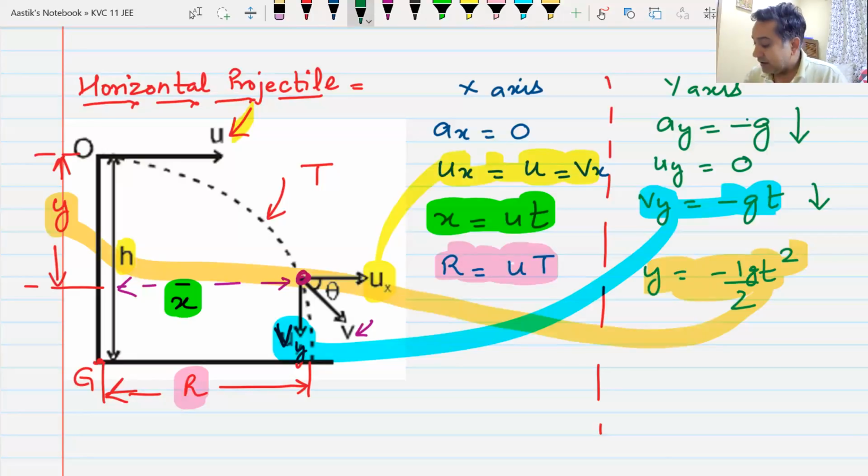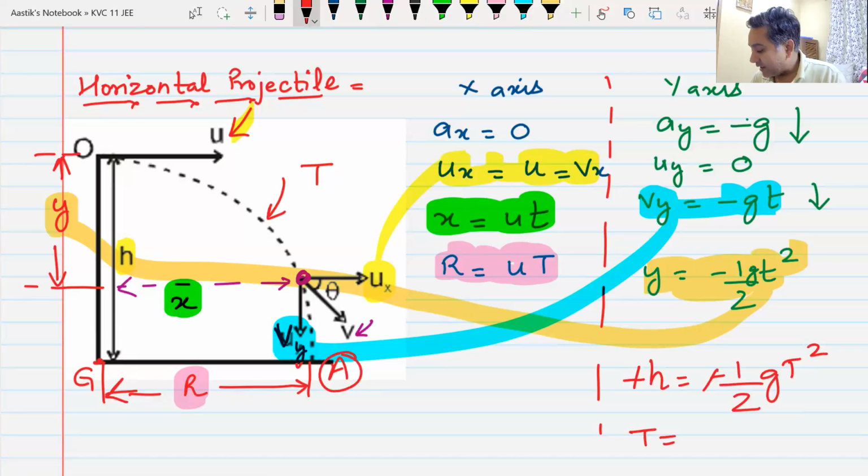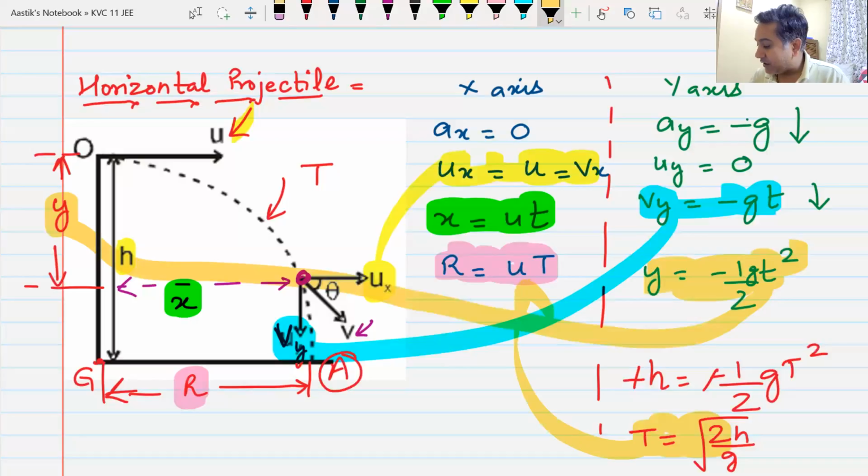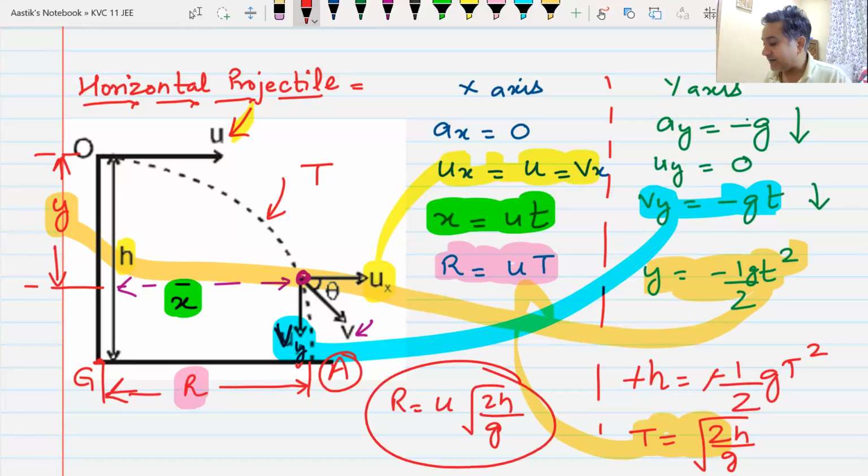Okay, correct. Similarly, if I make the equation from O to this point A, the displacement is minus h. Minus h will be equal to minus half g into capital T square. Minus minus will go away. From there, you can get the time of flight. Time of flight is square root of 2h by g. Do we understand this? Once you get the time of flight, you can put the value here. You can get range as u multiplied by square root of 2h by g. These are the two formulas that you have to remember.